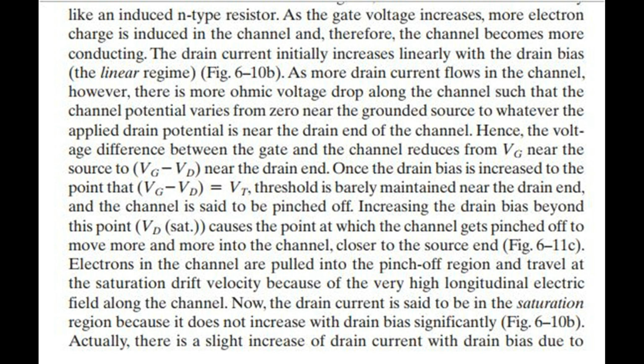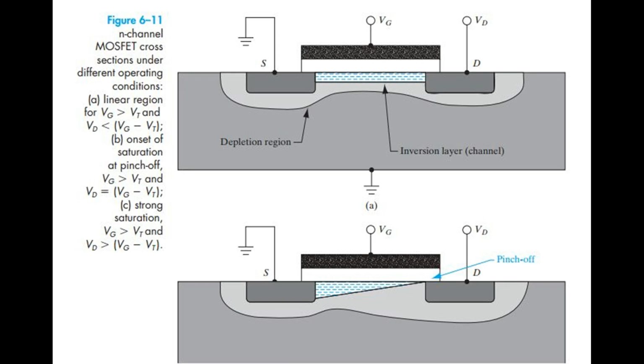Actually, there is a slight increase of drain current with drain bias due to various effects such as channel length modulation and drain-induced barrier lowering, DIBL, that will be discussed in section 6.5.10. Figure 6.11: N-channel metal oxide semiconductor field effect transistor cross-section under different operating conditions.